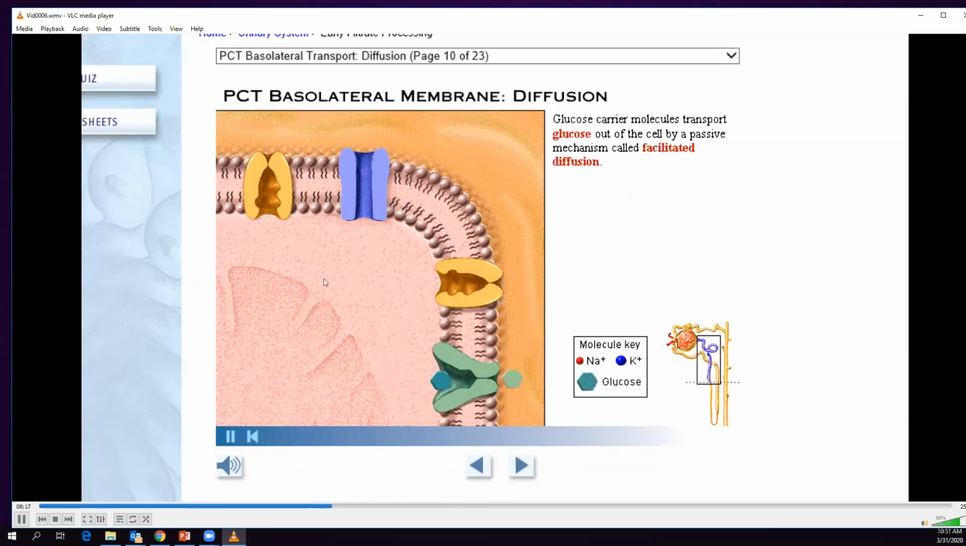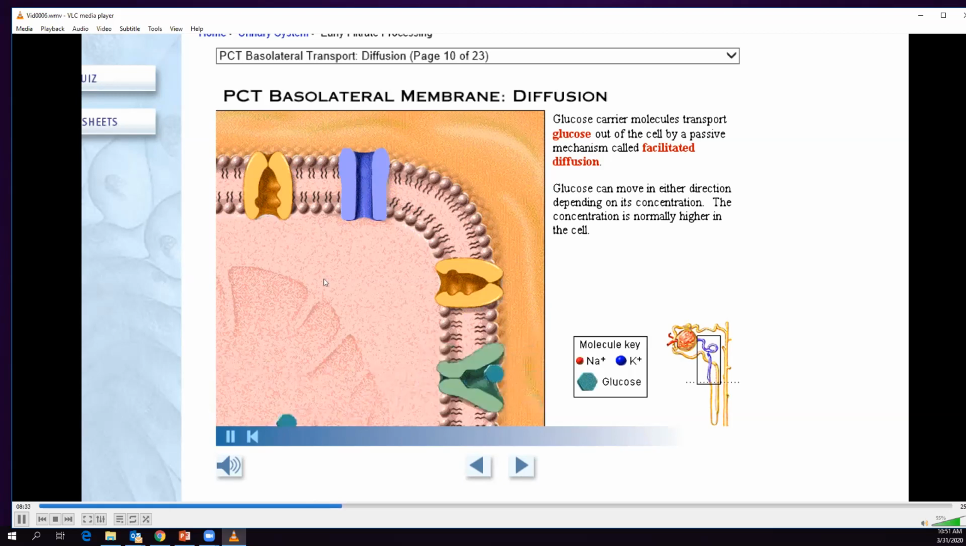The glucose carrier molecule binds only to glucose and transports it across the basolateral membrane by a passive mechanism called facilitated diffusion. Glucose can move either into or out of the cell depending on its concentration. Since in the situation shown here, its concentration is highest in the cell, glucose moves out of the cell into the interstitium. Now click the potassium ion channel.